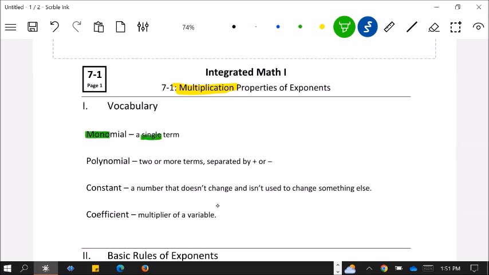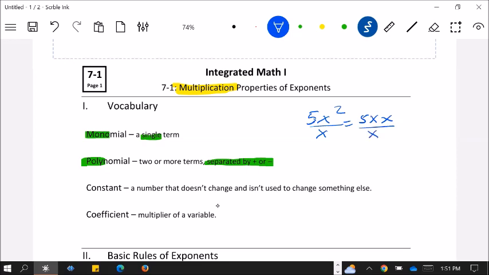A monomial is a single term. When you have poly, that means more than one. So a polynomial is two or more terms, but they're separated by a plus or minus. That's important because of some of the things you can and cannot do. For instance, if you have something like 5x squared and you have an x underneath, part of what this section shows is that because that's 5x times x, because it's two x's, the x on the bottom can cancel one out.